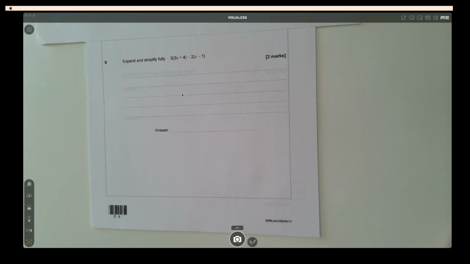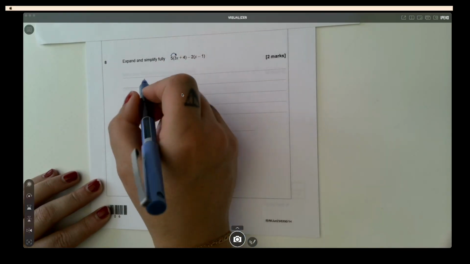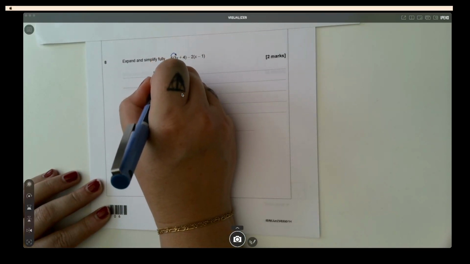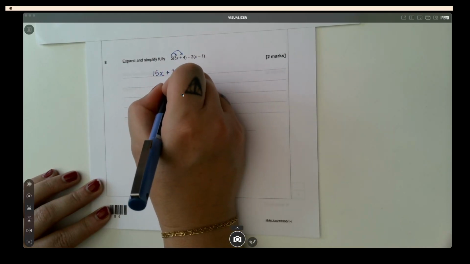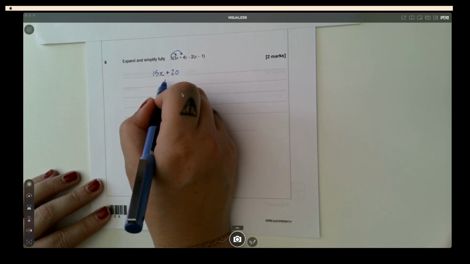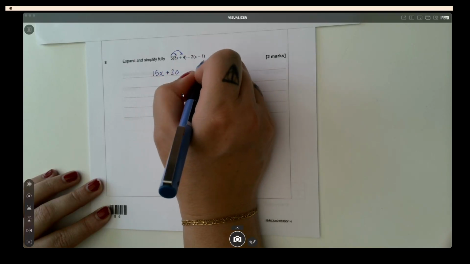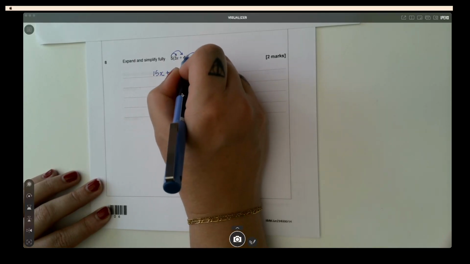Question 8. Expand and simplify fully. Remember, everything on the outside of a bracket gets multiplied by everything on the inside. So 5 multiplied by 3x is 15x. 5 multiplied by positive 4 is positive 20. It's important that we put that addition symbol there for a positive number when we're dealing with expanding and simplifying. Moving over to the next bracket, negative 2 times x is negative 2x.